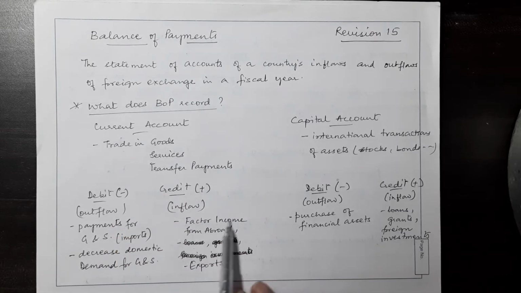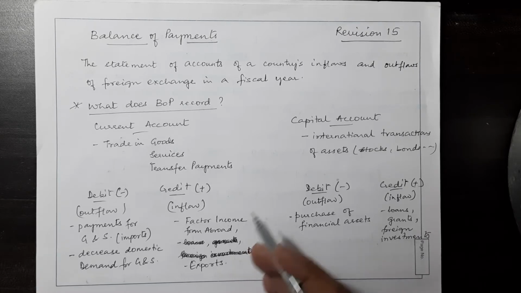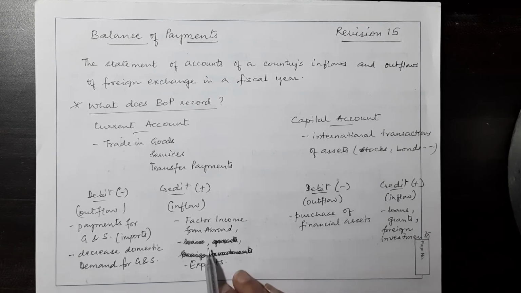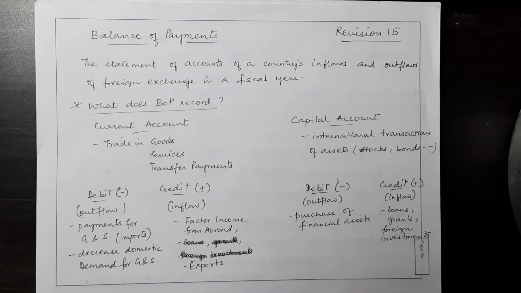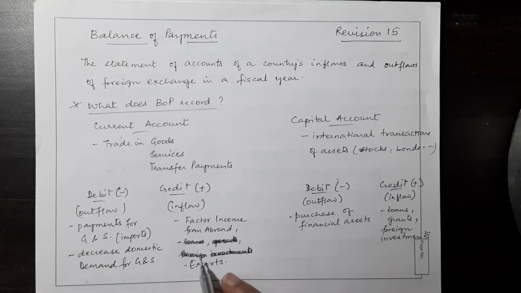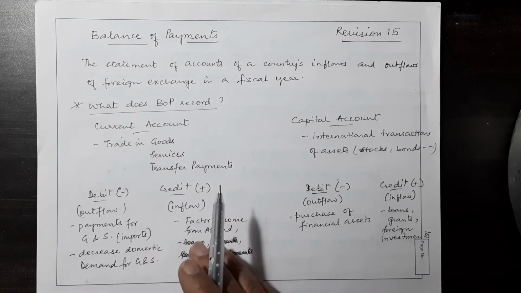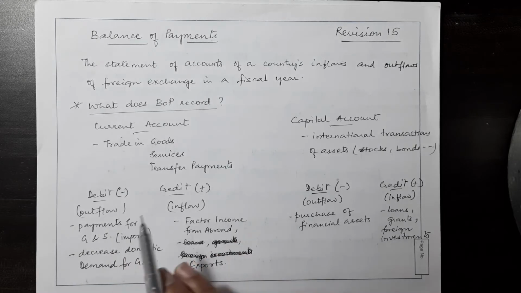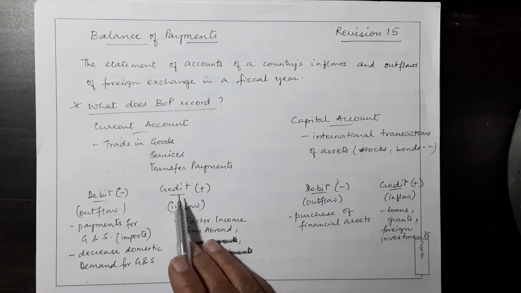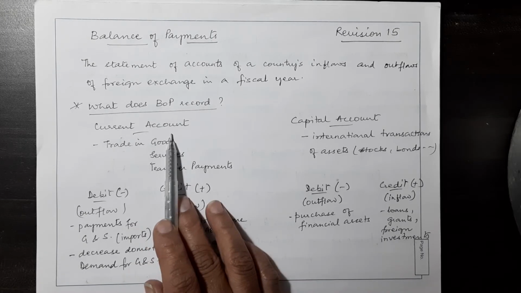Then inflows are factor incomes from abroad or exports. So if any question is asked, like we buy a mobile phone from some other country, then where will it be recorded? Since we are buying it, there is an outflow of the domestic currency, so it will be recorded in the debit side of the current account. Mobile phone is a good. So it will be recorded in the debit side because we are paying, there is an outflow of foreign exchange, and mobile phone is a good. So it will be debit side of the current account.